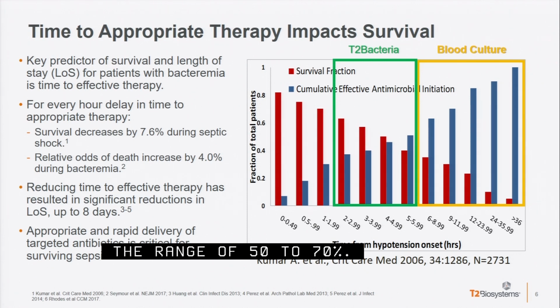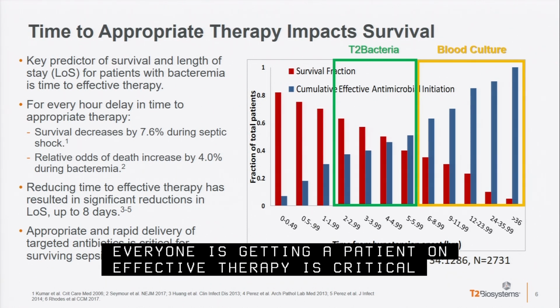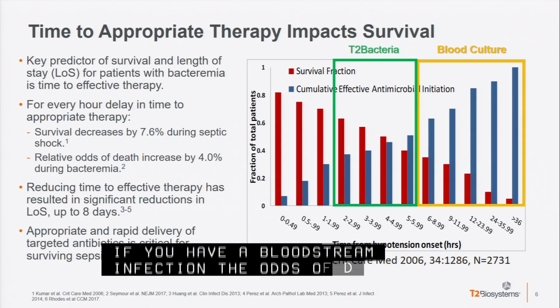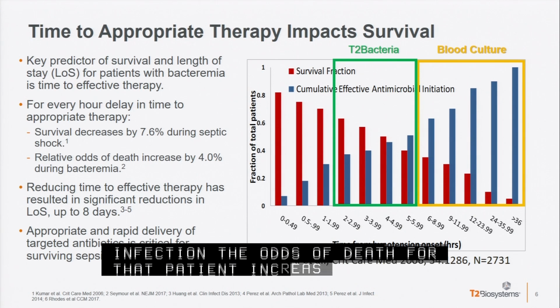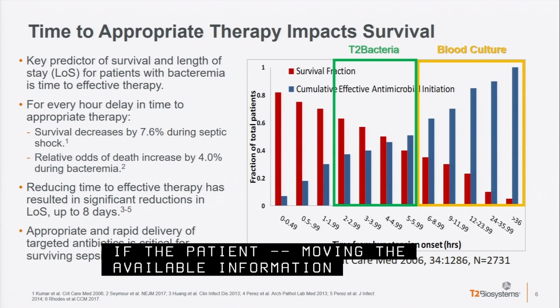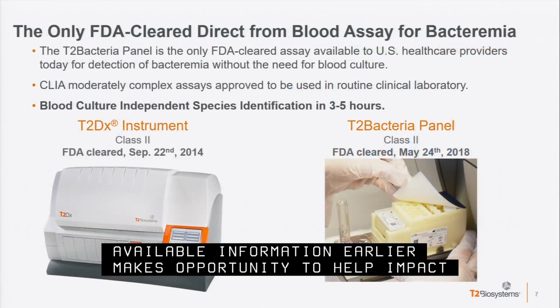So if you have a bloodstream infection, the odds of death for that patient increase by 4% for every hour that the patient's not on effective therapy. If the patient progresses to septic shock, then that increase for every hour goes up to about 7.5%. And so moving the available information earlier in the progression of disease presents an opportunity to help impact the outcomes and the length of stay of these patients, as well as help to impact the appropriate use of antimicrobials.